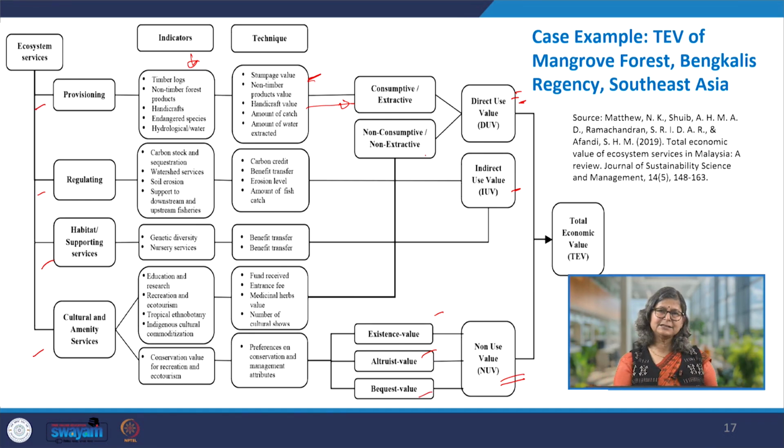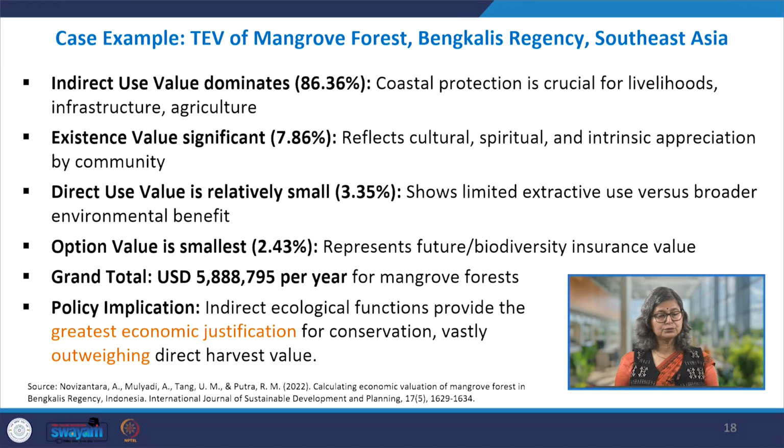Please read this flowchart carefully. You will be understanding how to do the TEV. Very quickly, let us go through this particular analysis, and after TEV, indirect use value dominates in this case. Existence value is very significant. So something is existing, that is very important for this particular patch. Direct use value is relatively small. That shows that it is having the virgin forest as well as entrances are not that open.